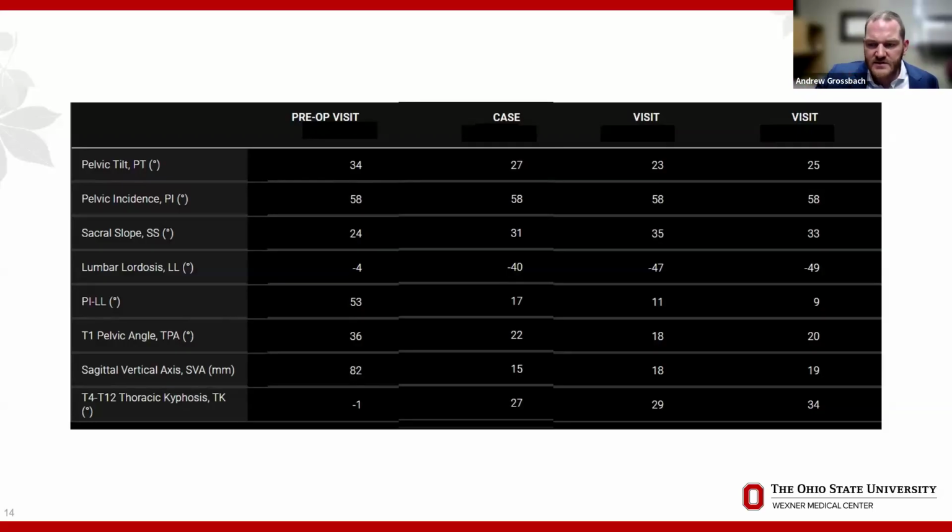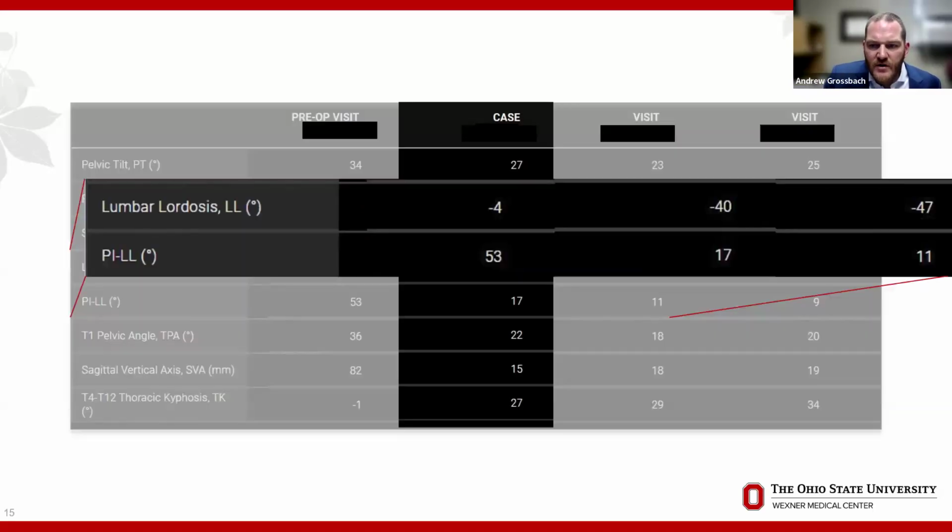Or if the PJK, does their pelvic tilt go up? Does their SVA go up? 6 months or a year. So looking at lordosis here. On the top here, we have lumbar lordosis, and the bottom PI-LL mismatch.